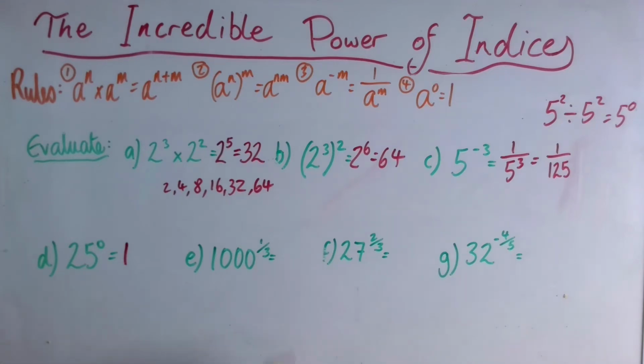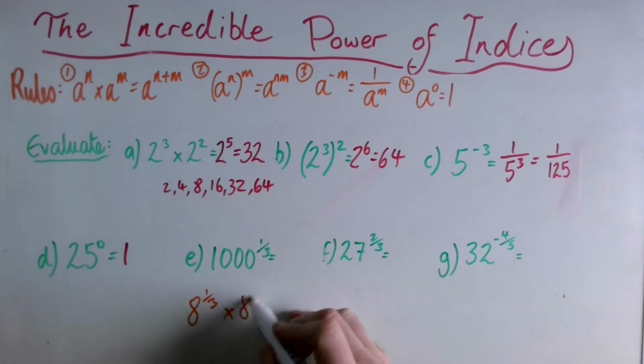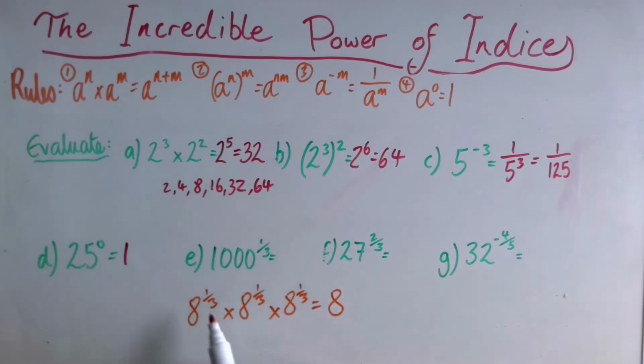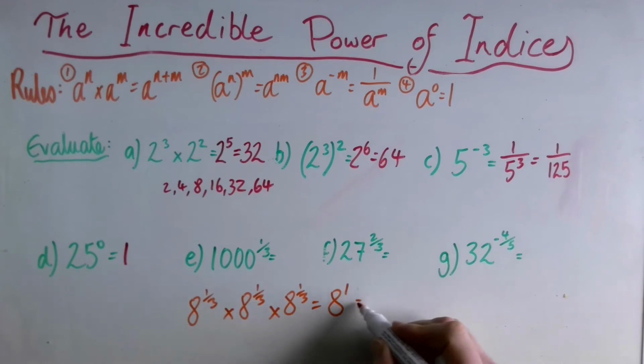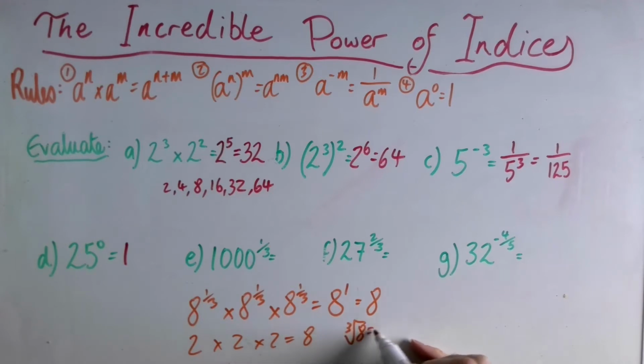On to fractional powers. So fractional powers come about because if you had, let's say, 8 to the power a third times 8 to the power a third times 8 to the power a third, that would give you 8 to the power of 1/3 plus 1/3 plus 1/3 makes 3/3, which is 1, which is just 8, isn't it? So this number must be the number that times by itself, 3 of it times by itself would get you to that. Well, that would have been 2, wouldn't it? And the cube root of 8 is 2.